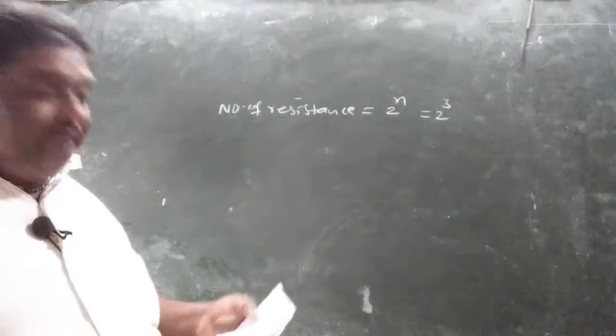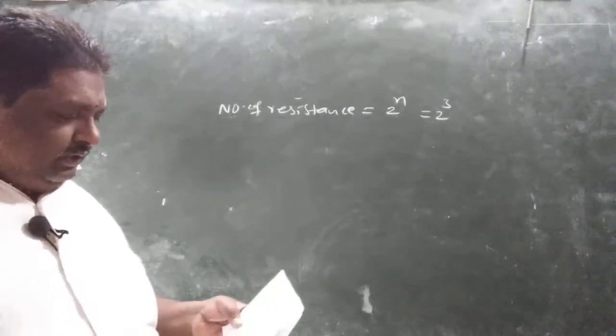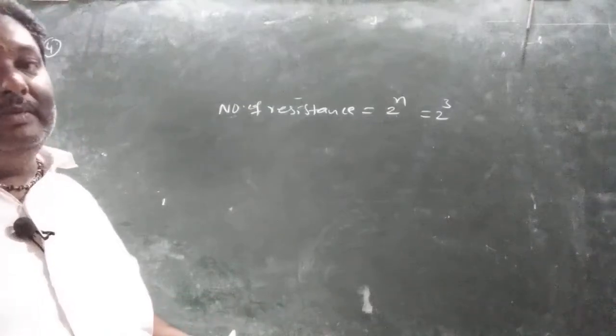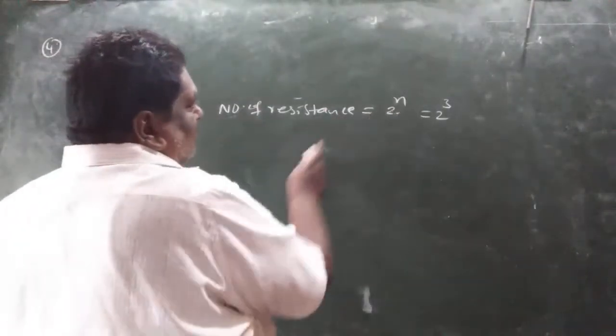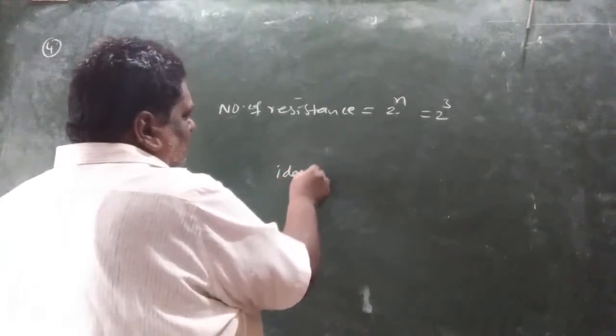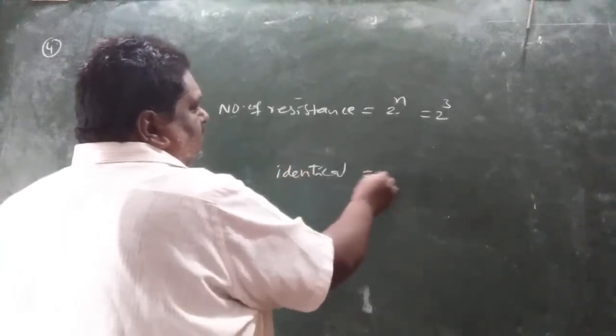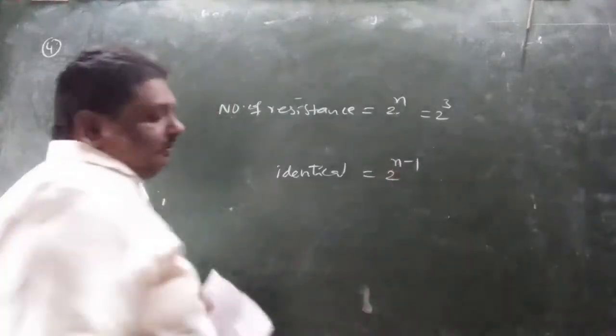Next, fifth question. Using 3 identical resistors, the number of resistances formed. Identical means these have the same value, and the number is 2 to the power of n minus 1.